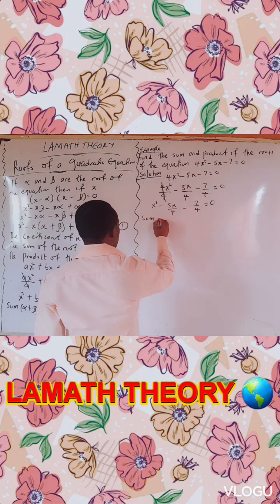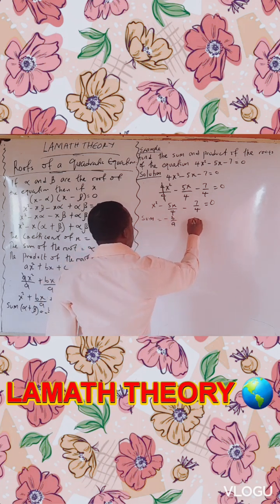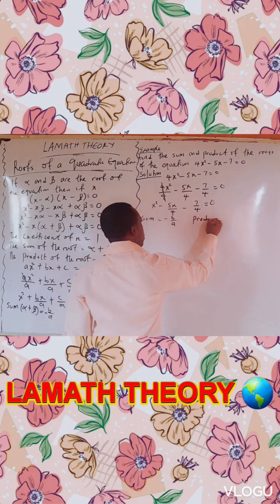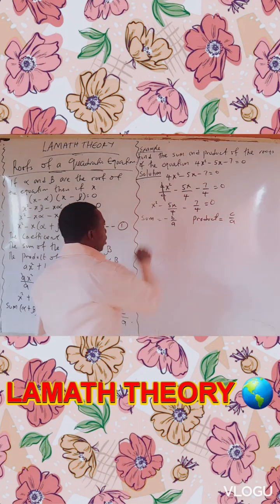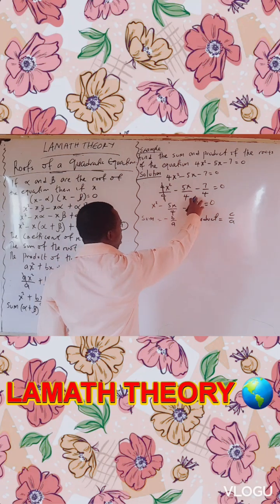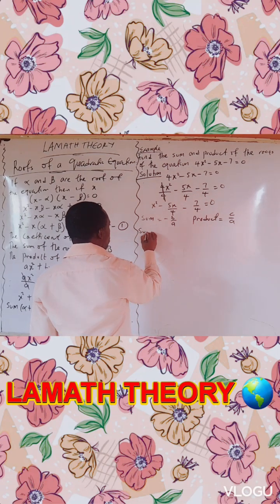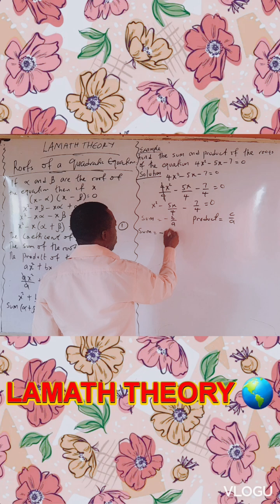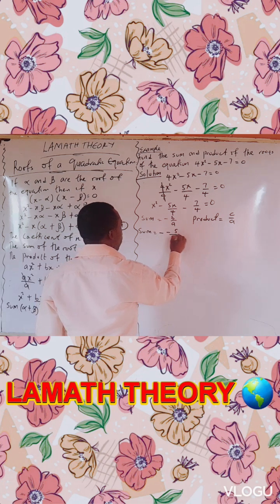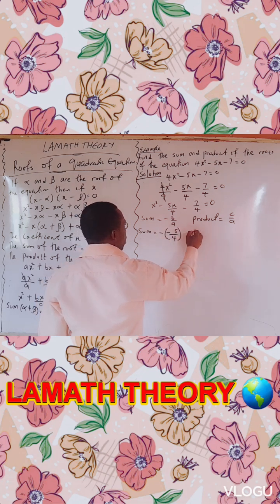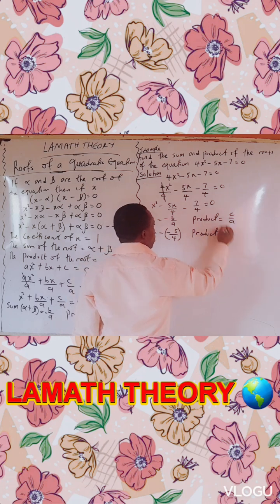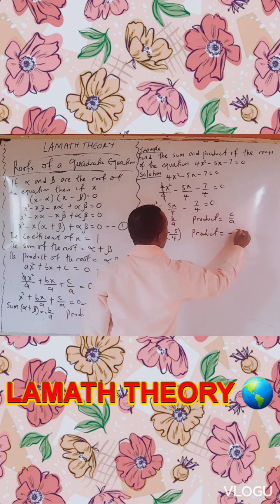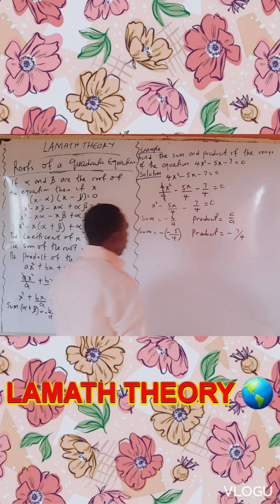Now our sum is minus b over a. Then the product equals c over a. Okay, now this will be our sum and this will be our product. So sum equals minus, open bracket, minus 5 over 4, close the bracket. Then our product is minus 7 over 4. Are we together now?